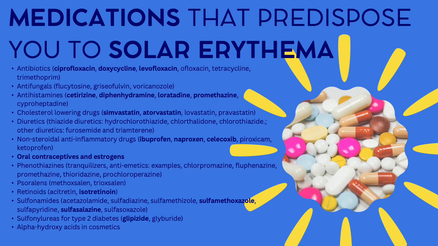So these are medications you want to avoid. The most common ones you want to avoid when you do spend time in the sun, or just be mindful of when you're in the sun, are ciprofloxacin, doxycycline, levofloxacin, cetirizine, diphenhydramine, loratadine, promethazine, simvastatin, atorvastatin, ibuprofen, naproxen. And these are important because if you take ibuprofen and naproxen for sunburn, it's also going to predispose you to further sunburn. So just be mindful of that.